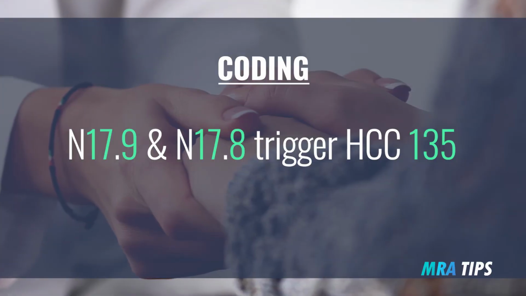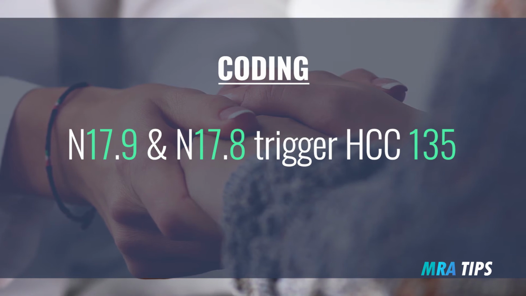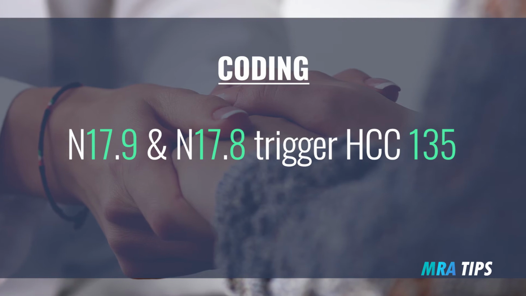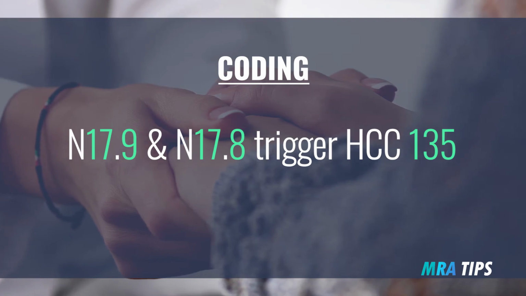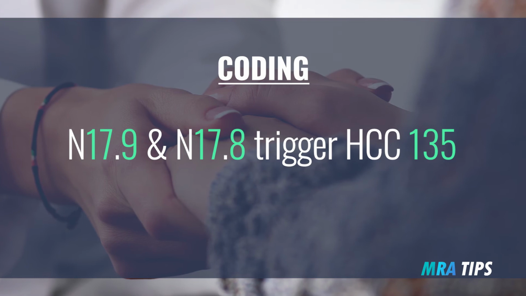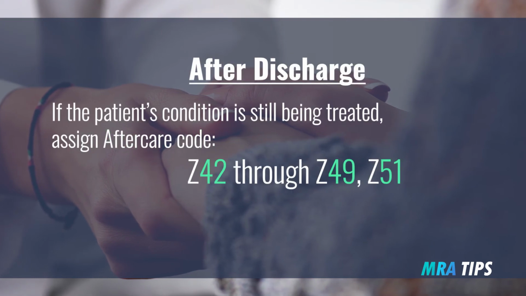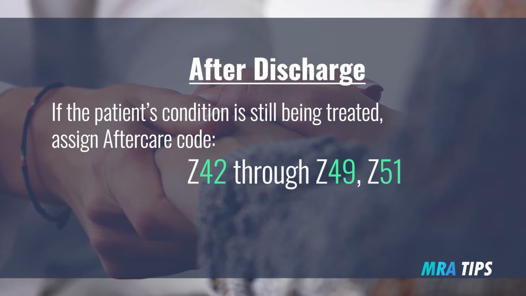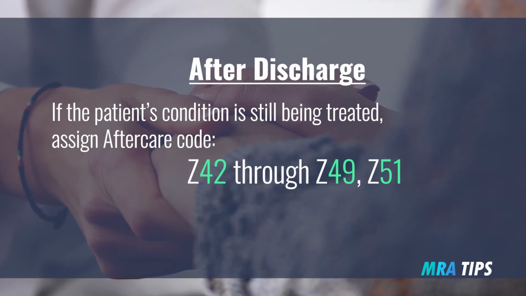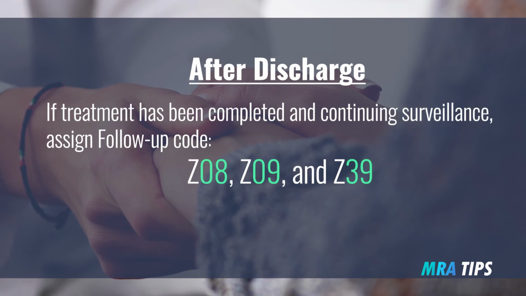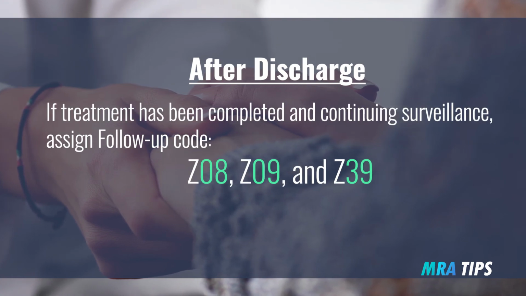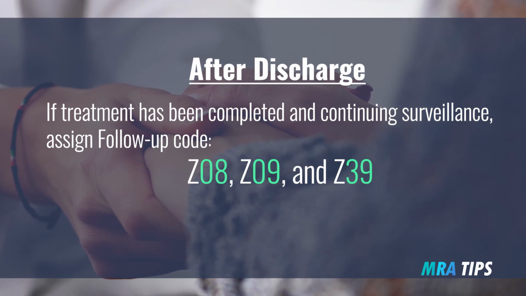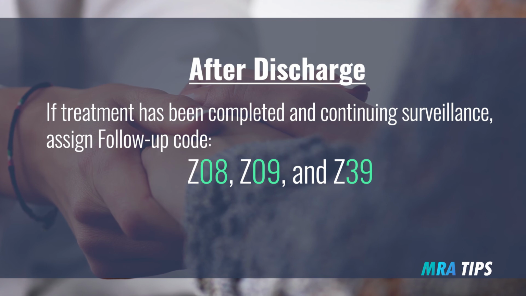As for coding, N17.9 and N17.8 trigger HCC 135. If your patient becomes hospitalized after discharge, make sure you code appropriately. If the patient's condition is still being treated, you would assign aftercare code Z42 through Z49 and Z51. If treatment has been completed and you are continuing surveillance, assign the appropriate follow-up codes Z08, Z09, Z39.